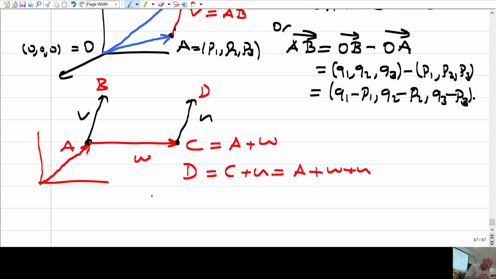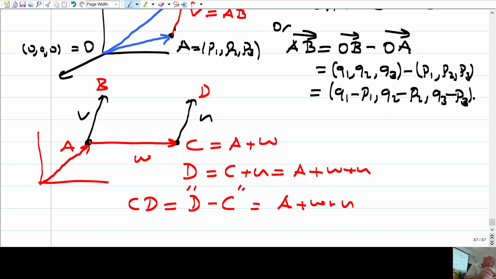So what is CD? CD is you take the coordinates of D and subtract the coordinates of C. So this is D minus C. Let me write it this way. So it is A plus W plus U minus (A plus W).